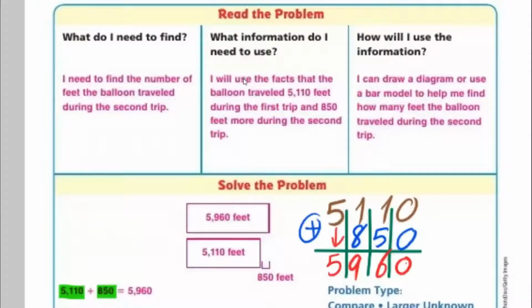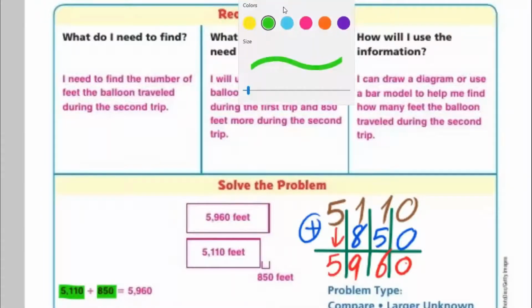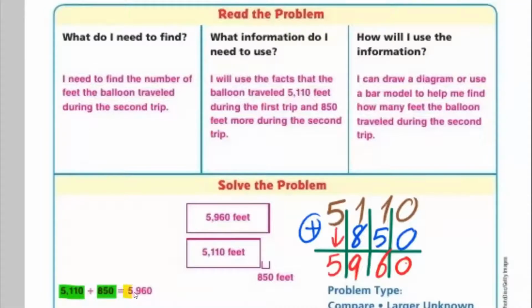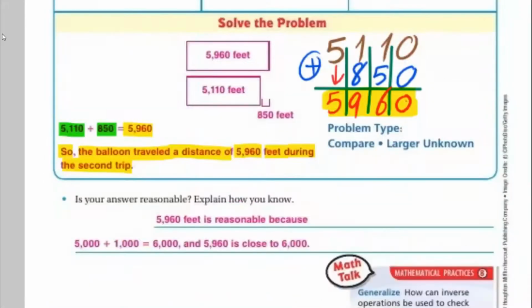So the answer here will be 5,960. Like that. That's our number here. So we can say here the balloon traveled a distance of 5,960 feet during the second trip. Okay guys, let's move to the next page.